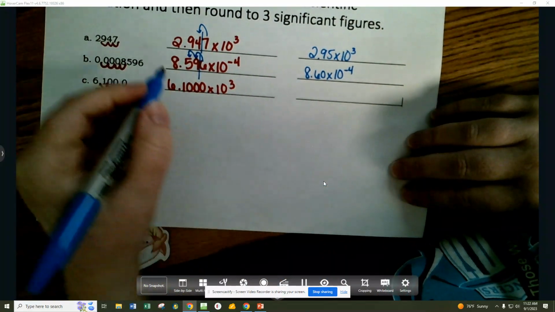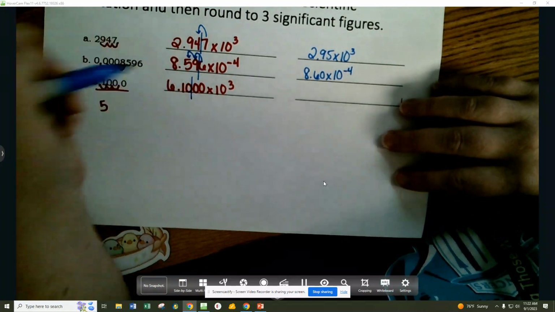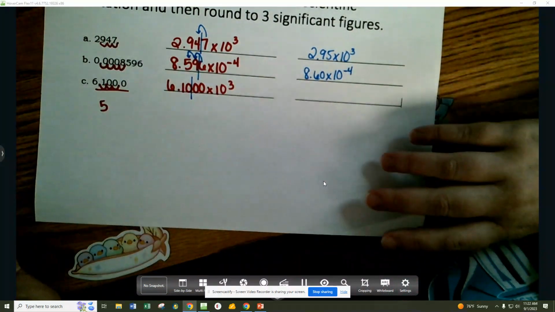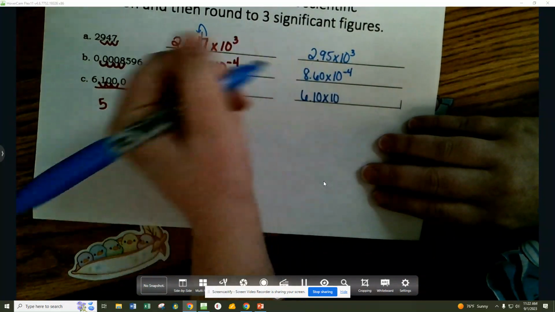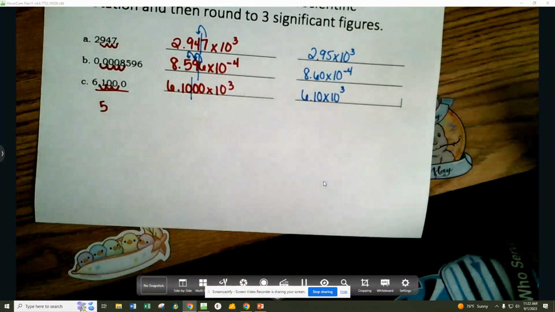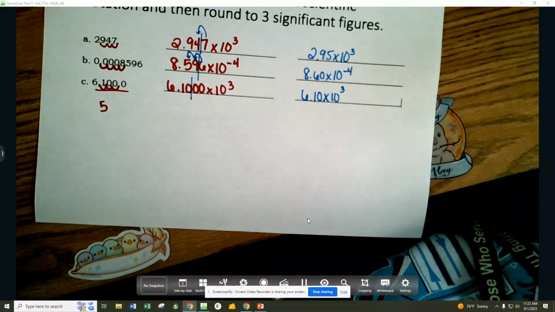Again, we're going from 5 sig figs dropping down to 3, so I can keep 2 decimal places, and no rounding, so I keep that 0: 6.10 times 10 to the third power. And this is how you round with significant figures. Please reach out if you have questions.